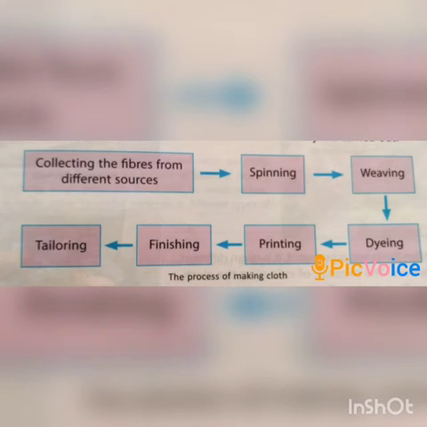Now, how are clothes produced? There are different steps of the process of making cloth. The complete process of making cloth from its raw materials involves various steps. The first one is collecting the fibers from different sources, then the second step is spinning, then weaving, dyeing, printing, finishing, and tailoring. These are the different steps. We will discuss all these steps one by one.